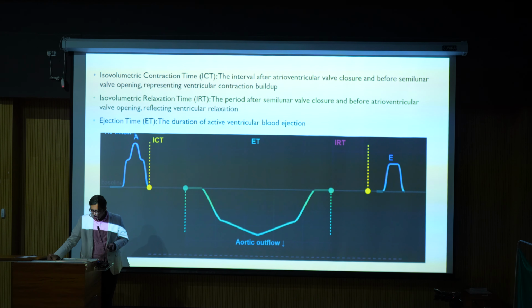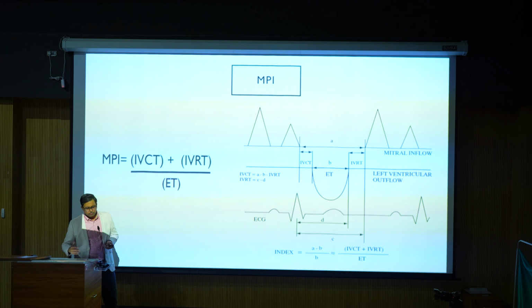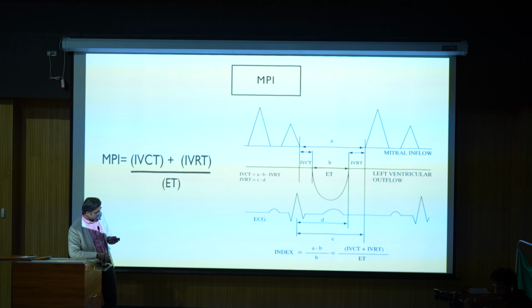As you know, MPI is given by the equation: isovolumetric contraction time plus isovolumetric relaxation time, divided by the actual ejection time. So how do we calculate these two parameters? We can just calculate this entire distance, and from that we subtract this ejection time, and we'll get these two times. That will give us the numerator for the equation, that is A. And B is obviously easy to calculate, that is the ejection time for the aorta or the pulmonary artery.